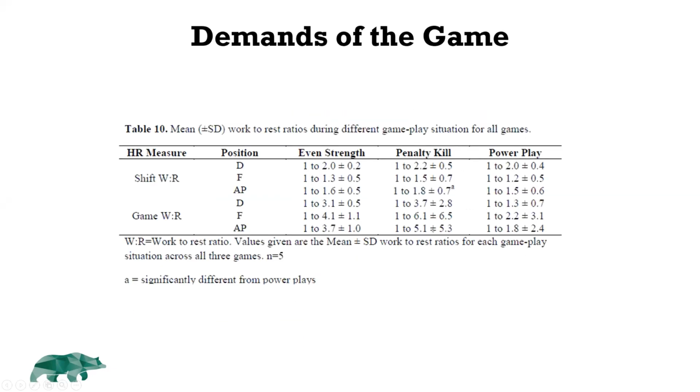We also looked at work to rest ratios in two different realms. The shift work to rest ratio was looking at time spent on ice, and the time spent in high intensity movement categories compared to low intensity movement categories. The game work to rest ratio was time spent on the ice to time spent on the bench. On ice, it's about 1:1.6. Between the actual game time on the ice and on the bench, it's 1:3.7.